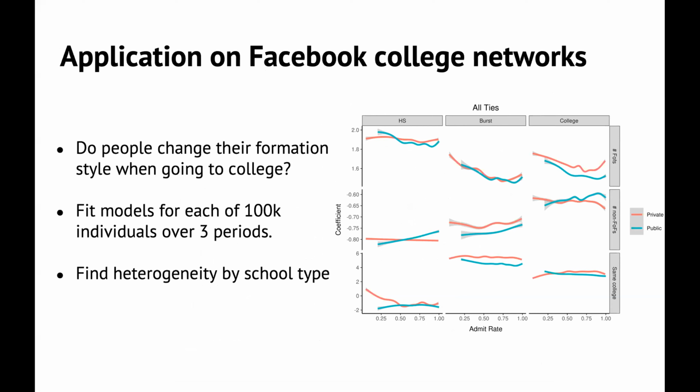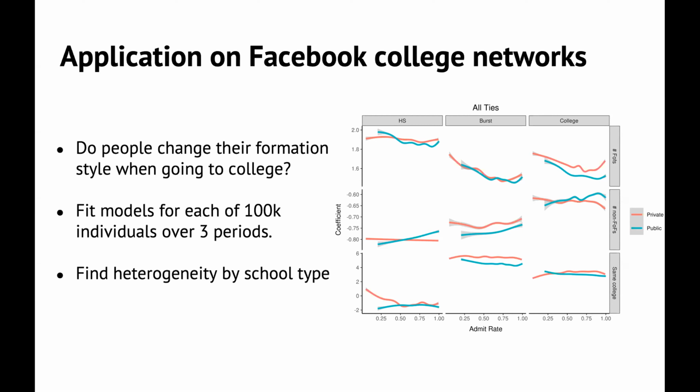And then the last example, which is work in progress, is with Facebook college data. The research question is, do people change their formation style when they go to college? We look at 100,000 individuals, and we fit a conditional logit model for each individual at each of 3 different time periods: when they're in high school, when they just enter college, the first 3 months, and then the rest of college. Then we have a 2-step analysis plan where we regress the conditional logit coefficients that we find on the covariates of the school that the person is going to, to see whether different schools induce different preferences and changes in these preferences.